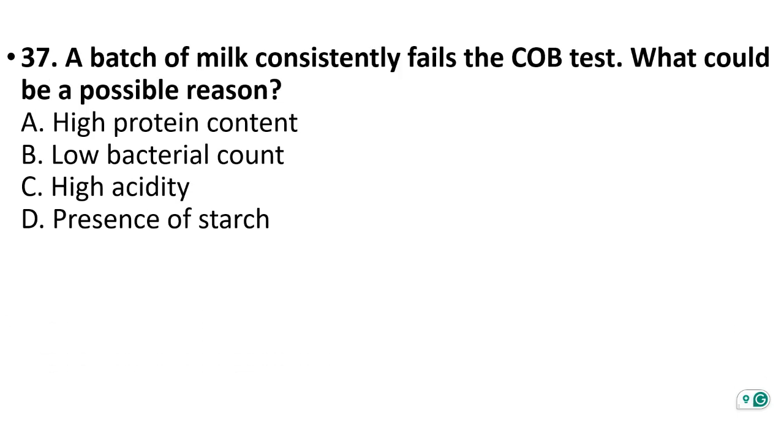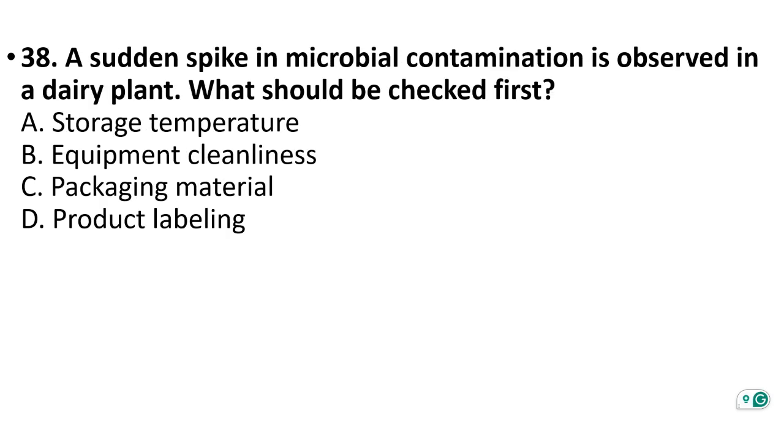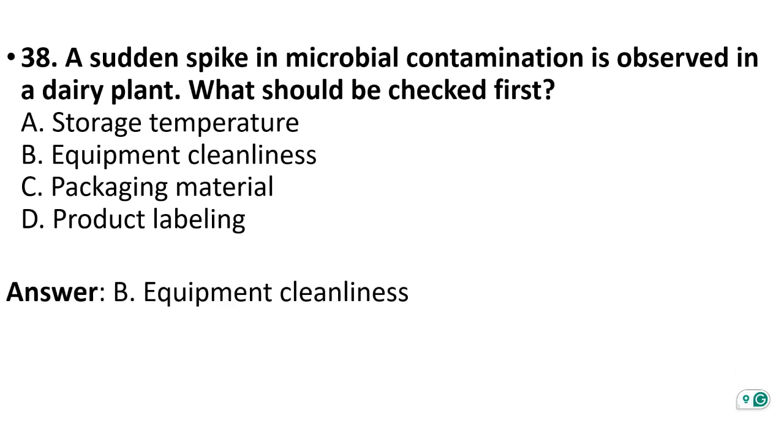37. A batch of milk consistently fails the COB test. What could be a possible reason? High protein content, low bacterial count, high acidity, presence of starch. Your answer is option C, high acidity. 38. A sudden spike in microbial contamination is observed in a dairy plant. What should be checked first? Storage temperatures, equipment cleanliness, packaging material, product labeling. Your answer is option B, equipment cleanliness.